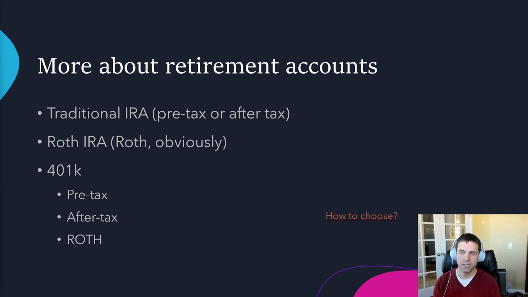Keep in mind that all of these, again, have limits, both in the amount of contributions you make, and the IRAs at least have limits on your income level. So if you do make a lot of money, it's possible you're not allowed to contribute to these IRAs anymore. Which is a couple things.